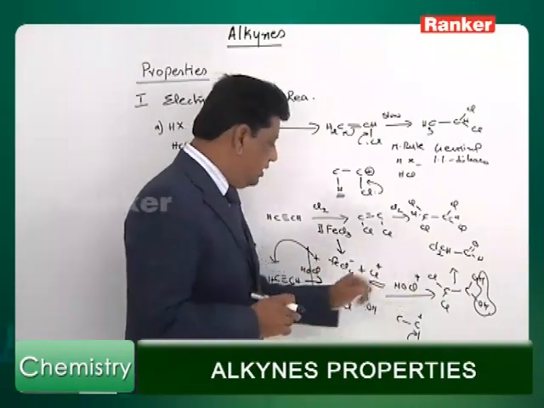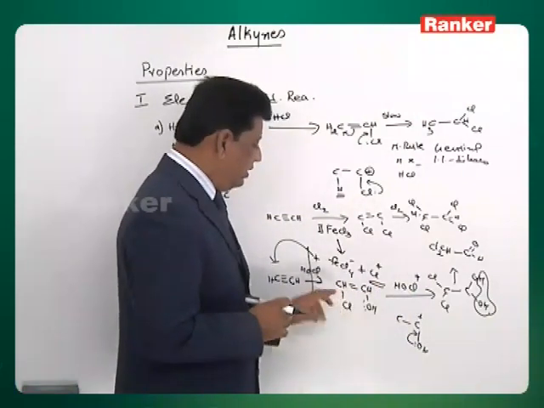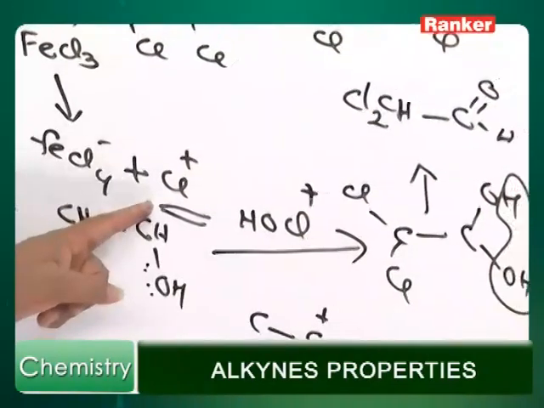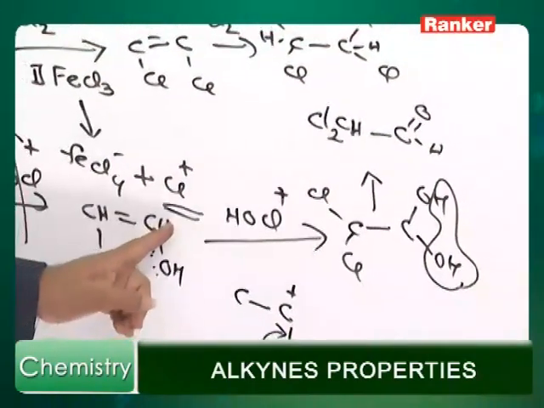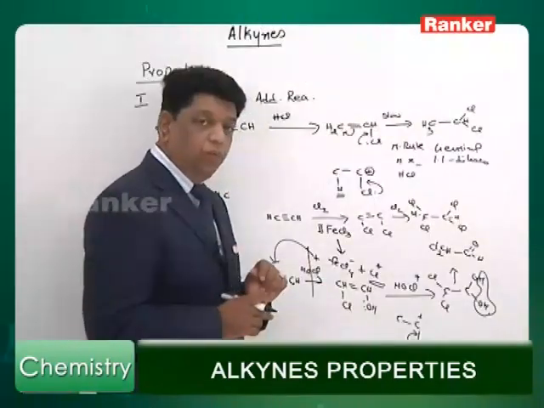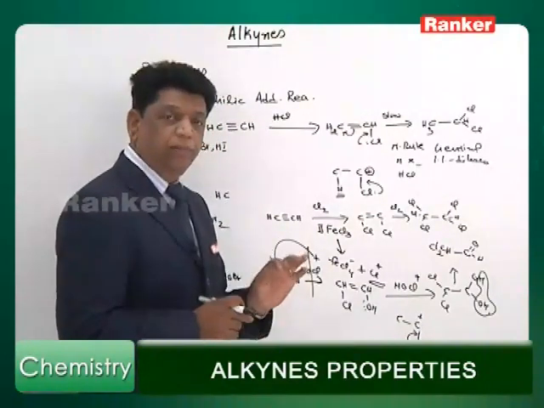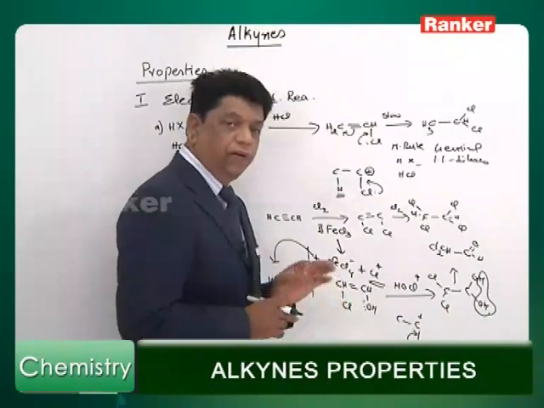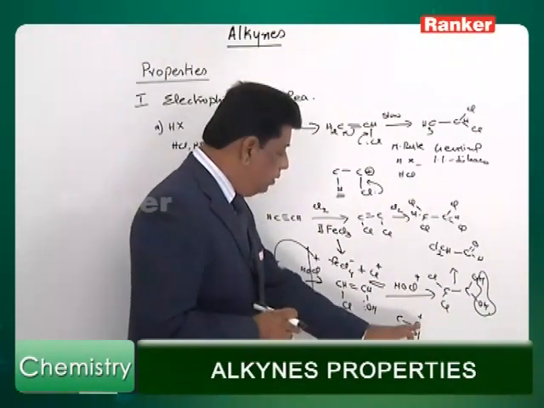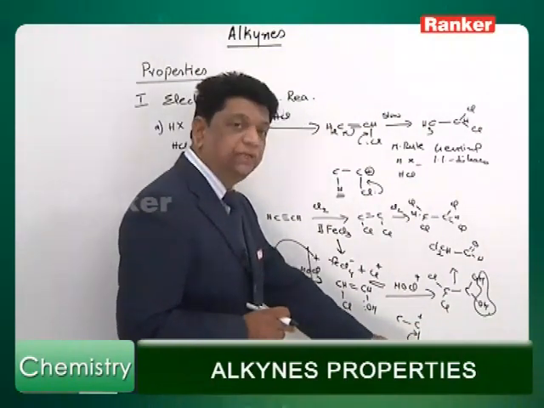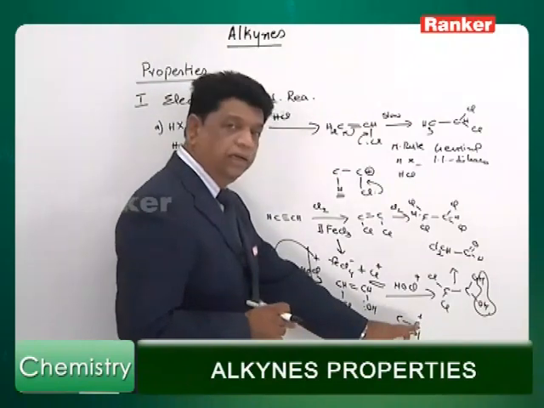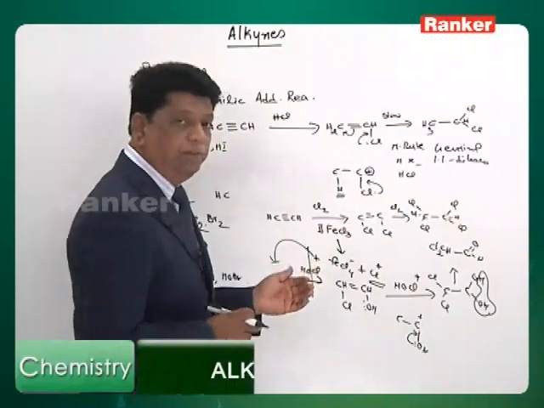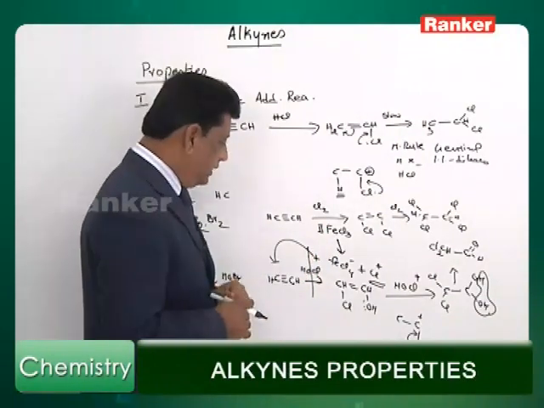While adding the second mole, the Markovnikov rule is not applicable. Add Cl plus here, you get a carbocation here. Add Cl plus there, you get a carbocation there. Which carbocation is more stabilized is the criteria. In the carbocation attached with OH, the lone pair of the oxygen is 2p, and the carbon also has a 2p vacant orbital. So that overlapping will be 2p 2p overlapping.